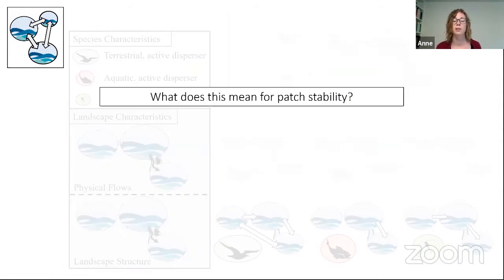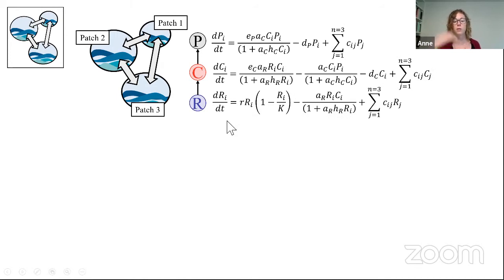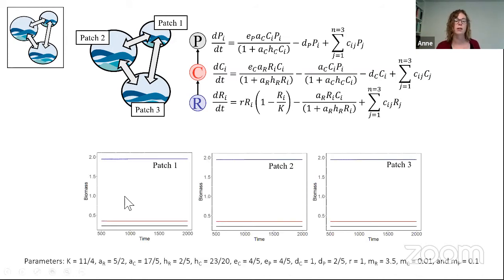So what does this mean for patch stability? How does this change our model predictions? Here I used a tritrophic food chain with a predator, a consumer, and a resource. This is the true, or the platonic, view of how these lakes are connected. I used a simple Rosenzweig-MacArthur consumer-resource model that I'm not going to get into, but it's been studied a lot before. And we can do the same sort of biomass plots. This time, time is on the x-axis, and we can see that in patch 1, the biomass of the resource, the biomass of the consumer, and the biomass of the predator are all stable across all three patches and actually all identical.